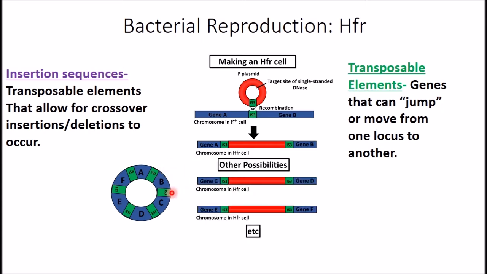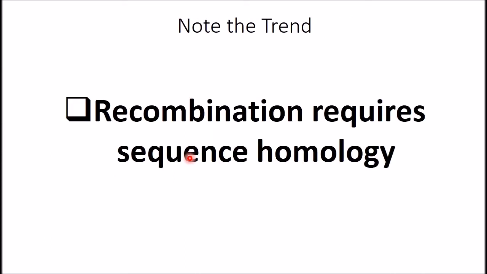So it can insert between, say, gene C and gene D using this insertion sequence, or it can insert between E and F using this insertion sequence, right? So you can have many different HFR cells that result and then actually transfer different genes to an F- cell. That's what we'll go through next, and that's really the ramification of an HFR cell, that you can get what's called a merodiploid or a partial diploid, and I'll show you that on the next slide. There's also another ramification, and that is that you'll really never get to transfer the entire plasmid. So we'll go there next. But note the trend: recombination requires sequence homology.